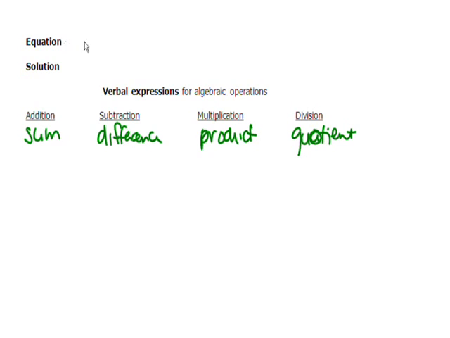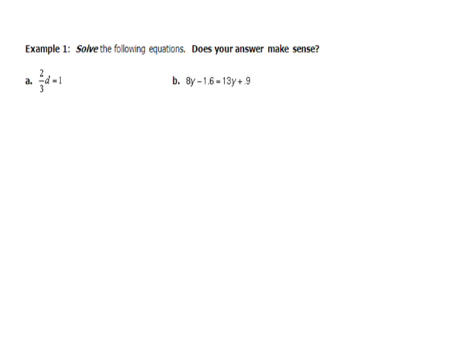An equation will definitely have an equal sign in it, and one of the words that will indicate in a word problem where the equal sign goes is the word "is." Pretty much any verb actually indicates that's where the equal sign goes. And for solution, we're usually talking about what does the variable equal. So what does x equal, or whatever your variable is. All right, so let's solve some equations.